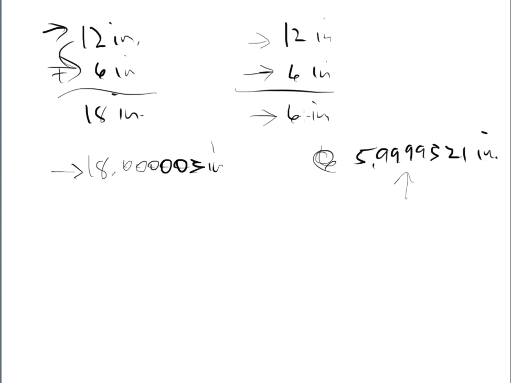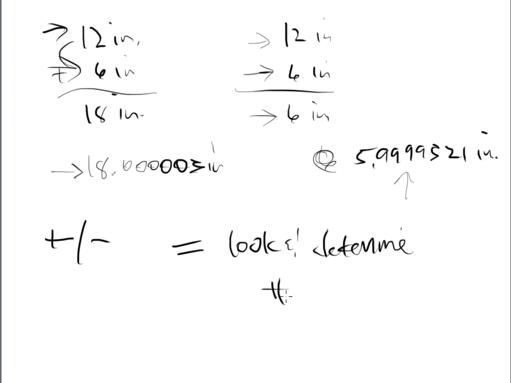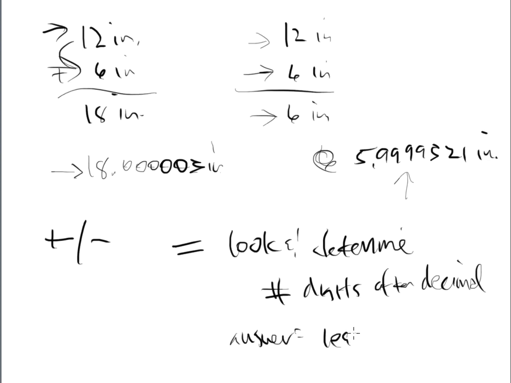So this is the idea of significant figures in terms of addition and subtraction. The good news here is that when you add or when you subtract, you actually don't need to look at the total number of significant figures at all. The only thing that you have to do here is look and determine the number of digits after a decimal place. That's it. And your answer should be the least amount.